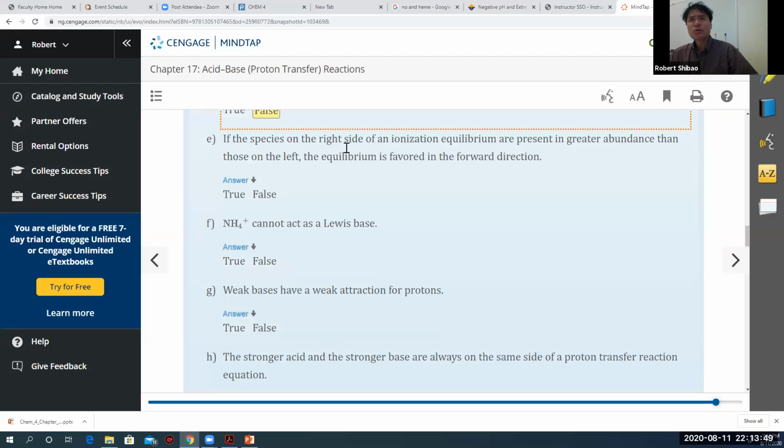If the species on the right of an ionizing equilibrium are present in greater abundance than those on the left, the equilibrium is favored in the forward direction. Yeah. If the products are more favored, then it's the forward reaction. This is downhill in the forward direction, so the products are favored over the reactants.